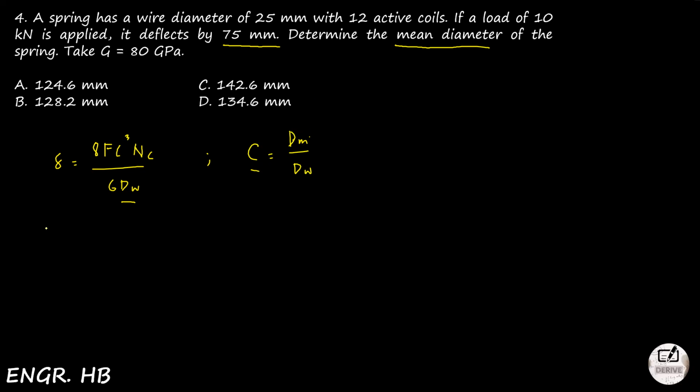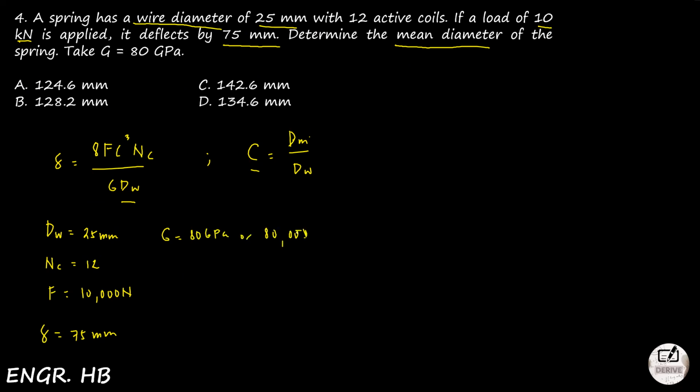So let us enumerate the given. So si wire diameter is 25 mm. And of course, the 12 active coils, meaning that was the Nc. If a load of 10 kilonewton is applied, so meaning your F is 10 kilonewton or 10,000 newton. And it deflects by 75 mm. Determine the mean diameter, basta ang given na modulus of rigidity is 80 gigapascals or 80,000 megapascals, or 80,000 newton per square millimeter. At least, yung mga newtons natin or force ay naka-newtons lahat, and lahat ng measurement natin is naka-mm. So, walang problema mamaya sa unit analysis.